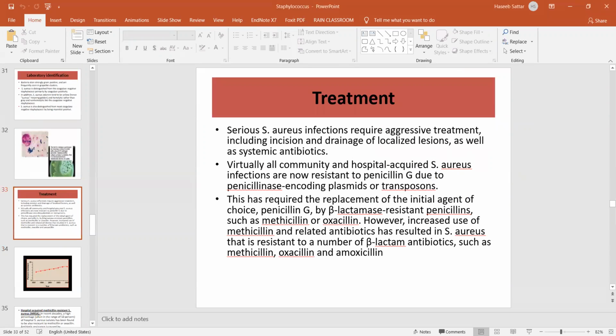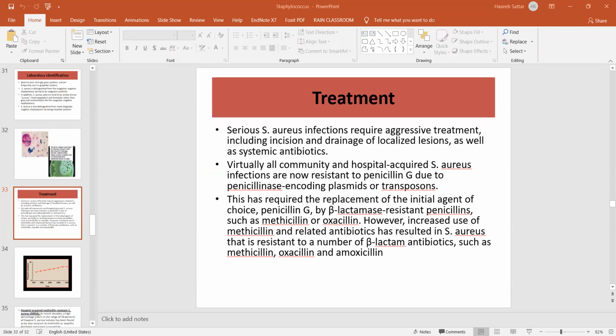Next is the treatment. What is the treatment of this bacteria? As you remember, at the beginning of this chapter I told you about the antibiotic resistance of this bacteria. This bacteria has acquired a lot of genes which make it resistant against almost all of the available antibiotics.